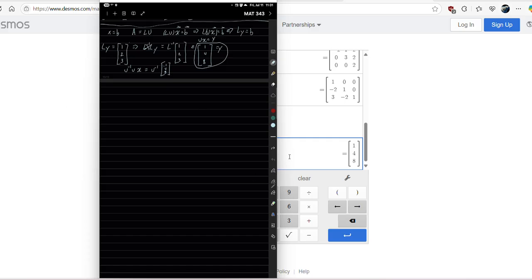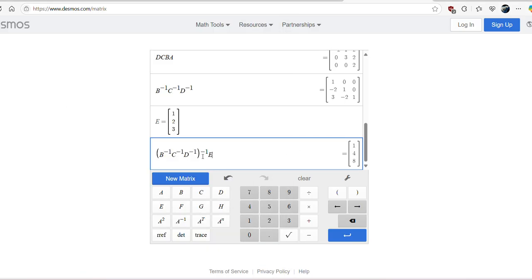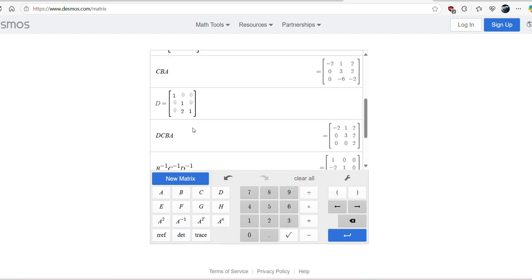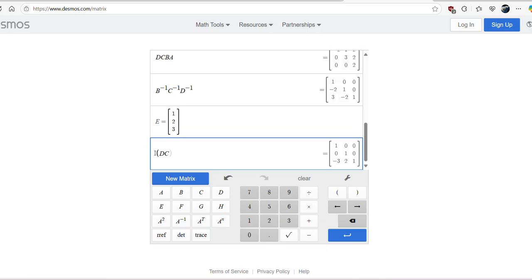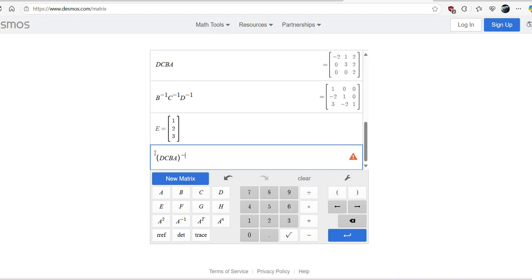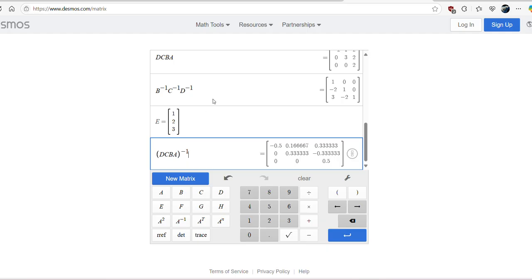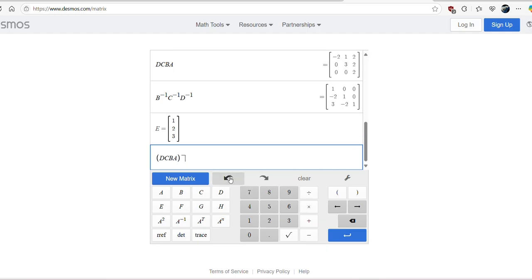Beautiful. So in case it's hard to see, U inverse times U times X equals the U inverse times our Y. Because our U was our DCBA, like the inverse of that.